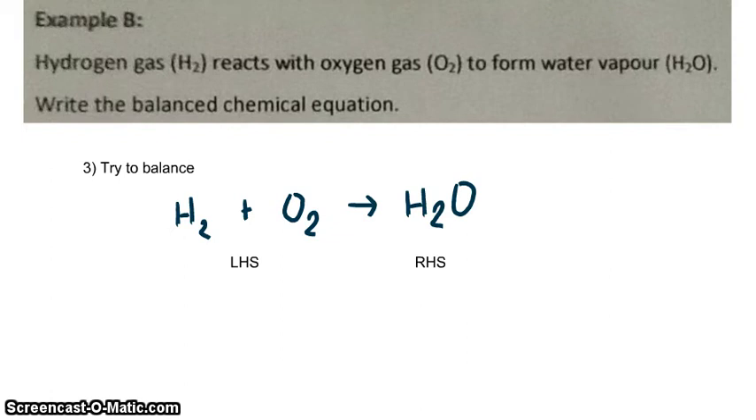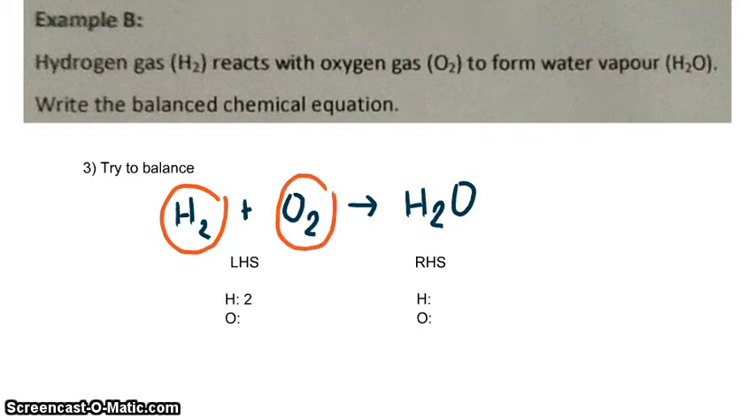Next, we need to write down what the elements are. On the left hand side, we can see that there's an element hydrogen and an element oxygen. On the right hand side, we can also see the element hydrogen and the element oxygen. So we write that down. Once we have done that, we count how many hydrogen there are on the left. On the left, we have 2 hydrogen. We then write down how many oxygen we have, which is also 2.